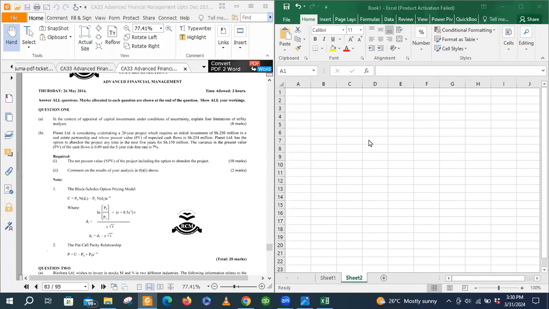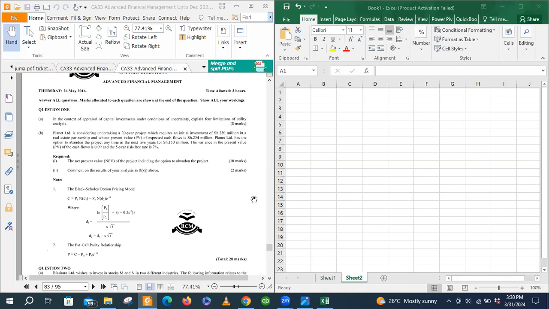Great. So May 2016, question 1B. Planet Limited is considering undertaking a 20-year project which requires an initial investment of 250 million in a real estate partnership, and whose present value of expected cash flows is 254 million. Planet has the option to abandon the project anytime in the next 5 years for shillings 150. So that's an option to abandon.